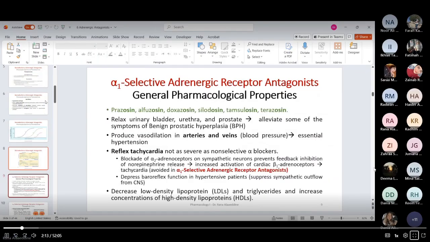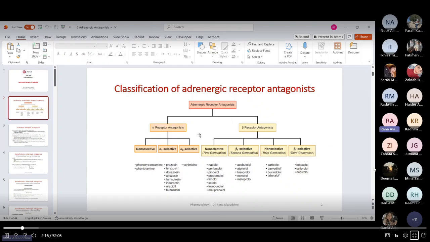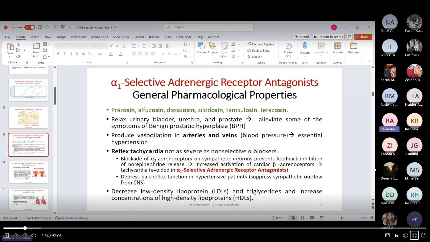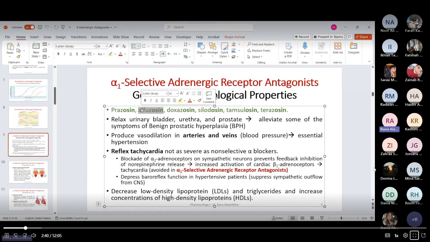Okay, so we said in adrenergic antagonists, we first started with the alpha receptor antagonists. Last time we talked about the non-selective ones. We said the alpha-2 selective are not used clinically, and we have the alpha-1 selective, which we're going to talk about today, okay? Then, take a look. The alpha-1 selectives are these: prazosin, alfuzosin, doxazosin, silodosin. Okay, so we have a number of drugs that all end with -osin, okay?